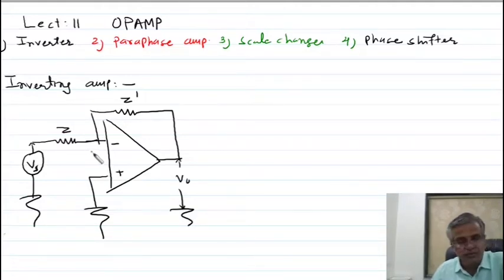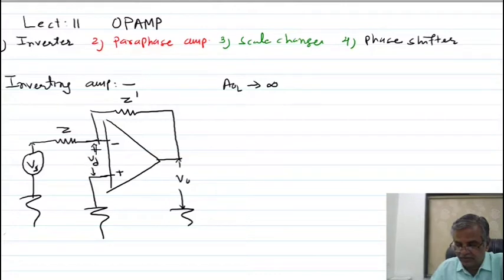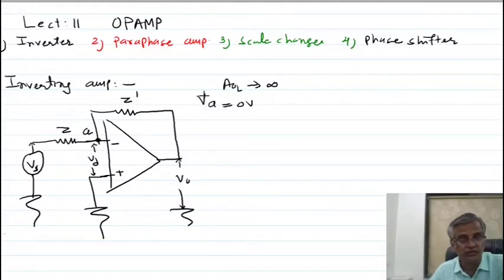Due to infinite input impedance, the input terminal of the op-amp does not draw any current. Second, due to the infinite open loop gain of the op-amp, the summing point A behaves as a virtual ground.